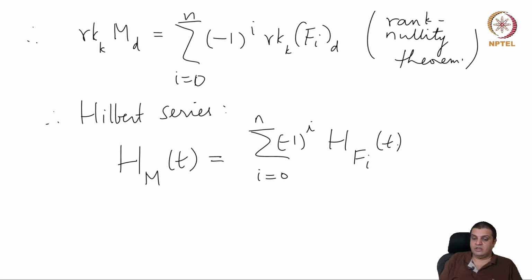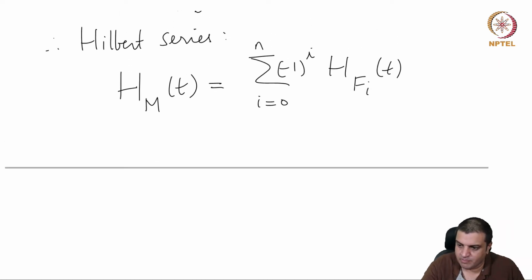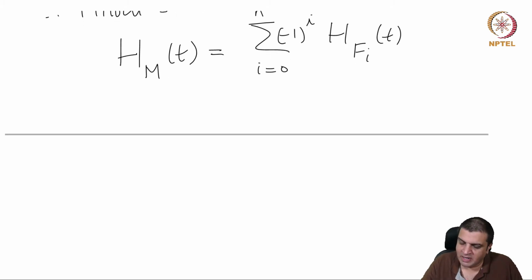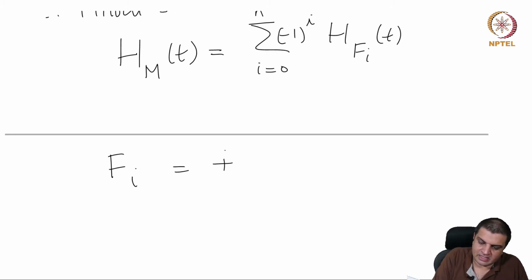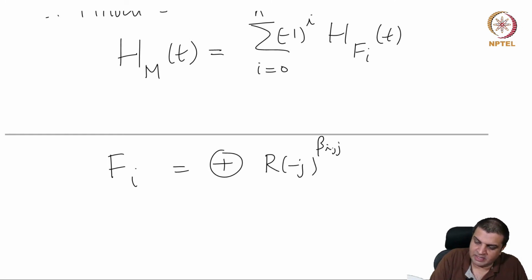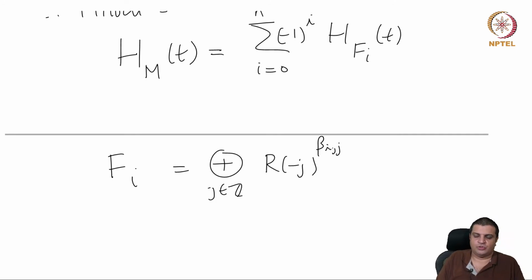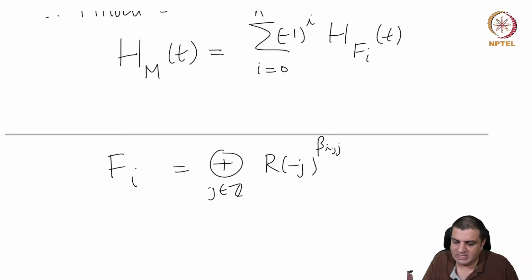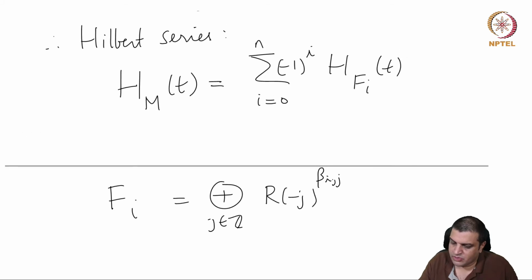Okay, so the Hilbert series also has this alternating sum property, so we get this. But this can be described: F_i has beta_ij copies of R(-j). So F_i is a direct sum of R(-j) appearing beta_ij many times, with j in Z, but only finitely many of these are non-zero. So j is in some finite set of integers. Okay, so this is what we have.